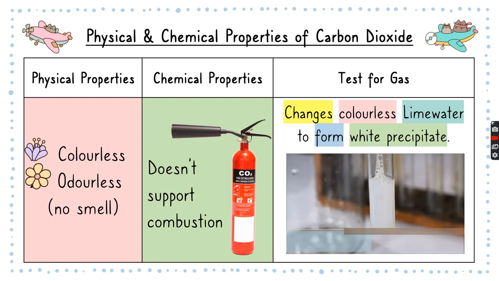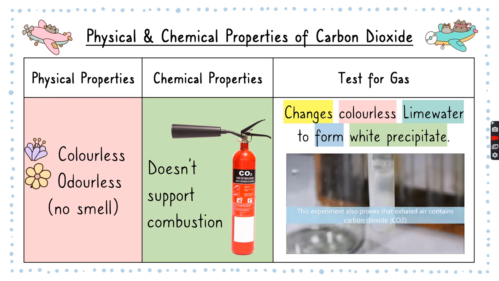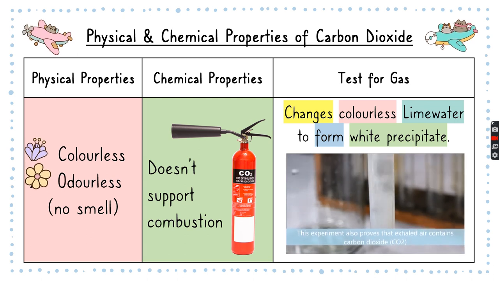So it does turn milky, but we'll use the term white precipitate to explain the changes that we can see in the lime water instead.